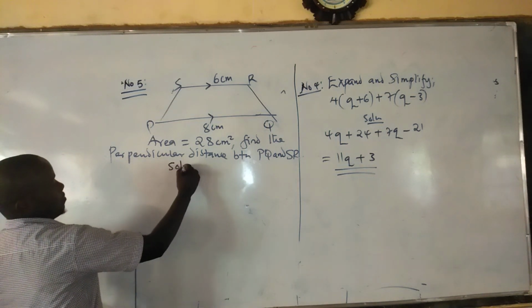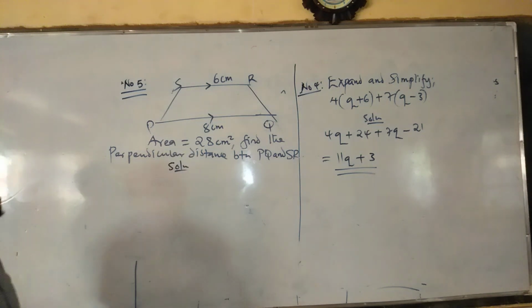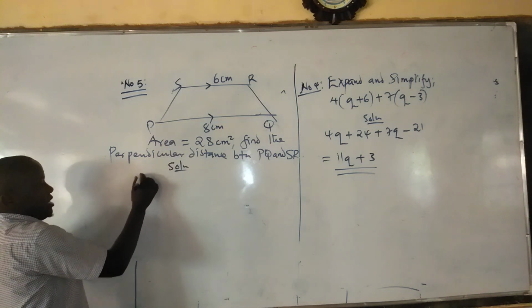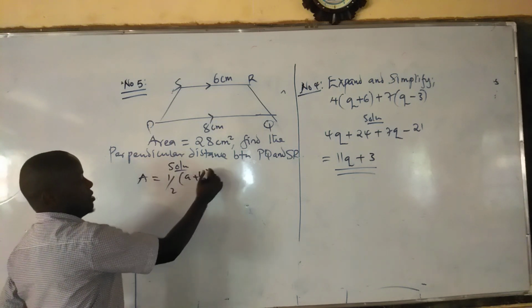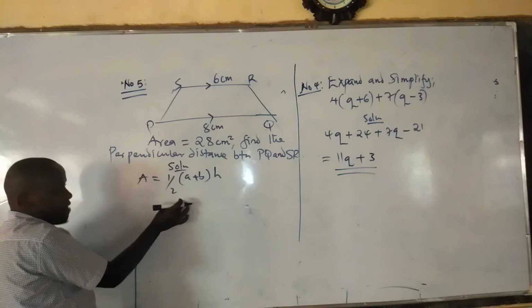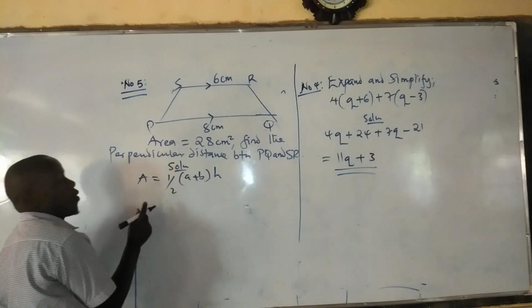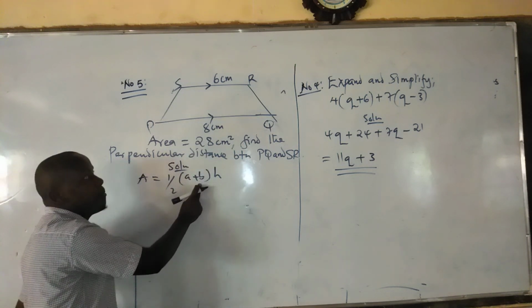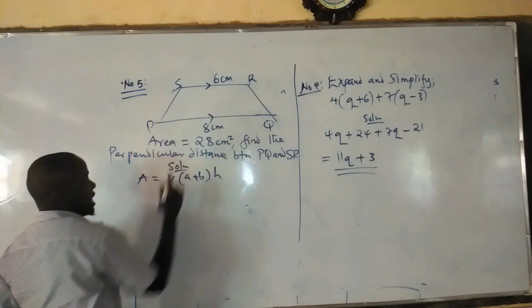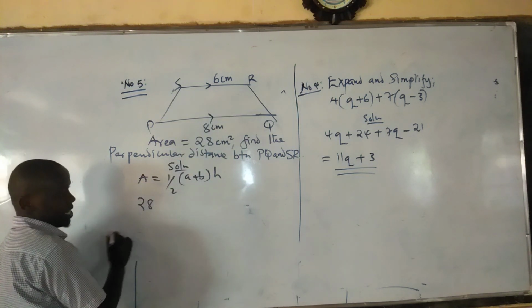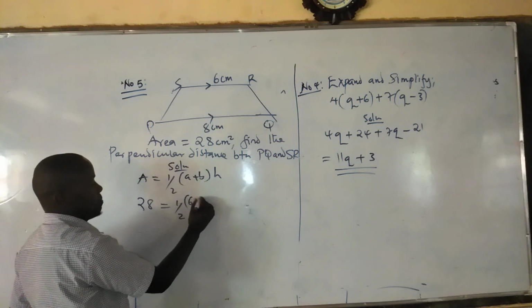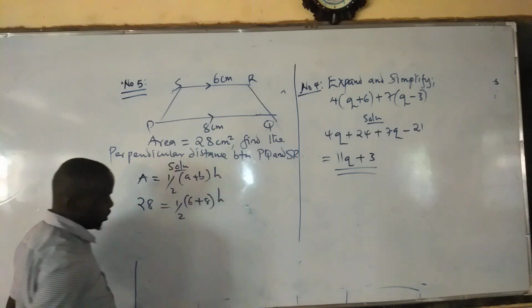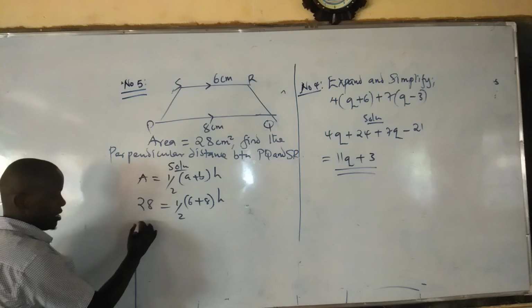Solution. We are given the area and 2 parallel sides. The first thing to know here is the formula to get the area of a trapezium, given by half (A plus B) times H, where A and B are the 2 parallel sides. Therefore, the area, which is given already as 28, will be equal to half (6 plus 8) times H, which we don't know, and it's what we are calculating.